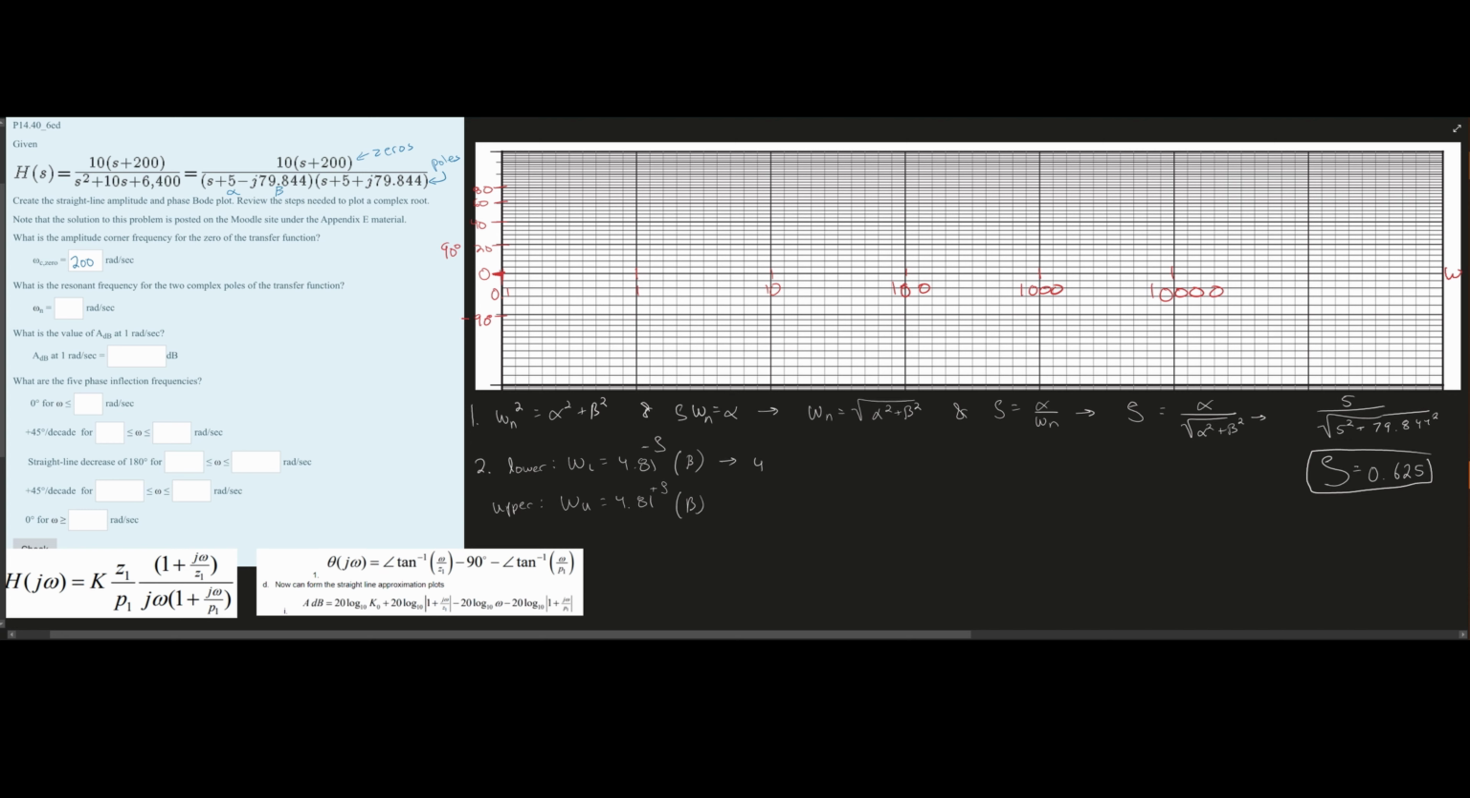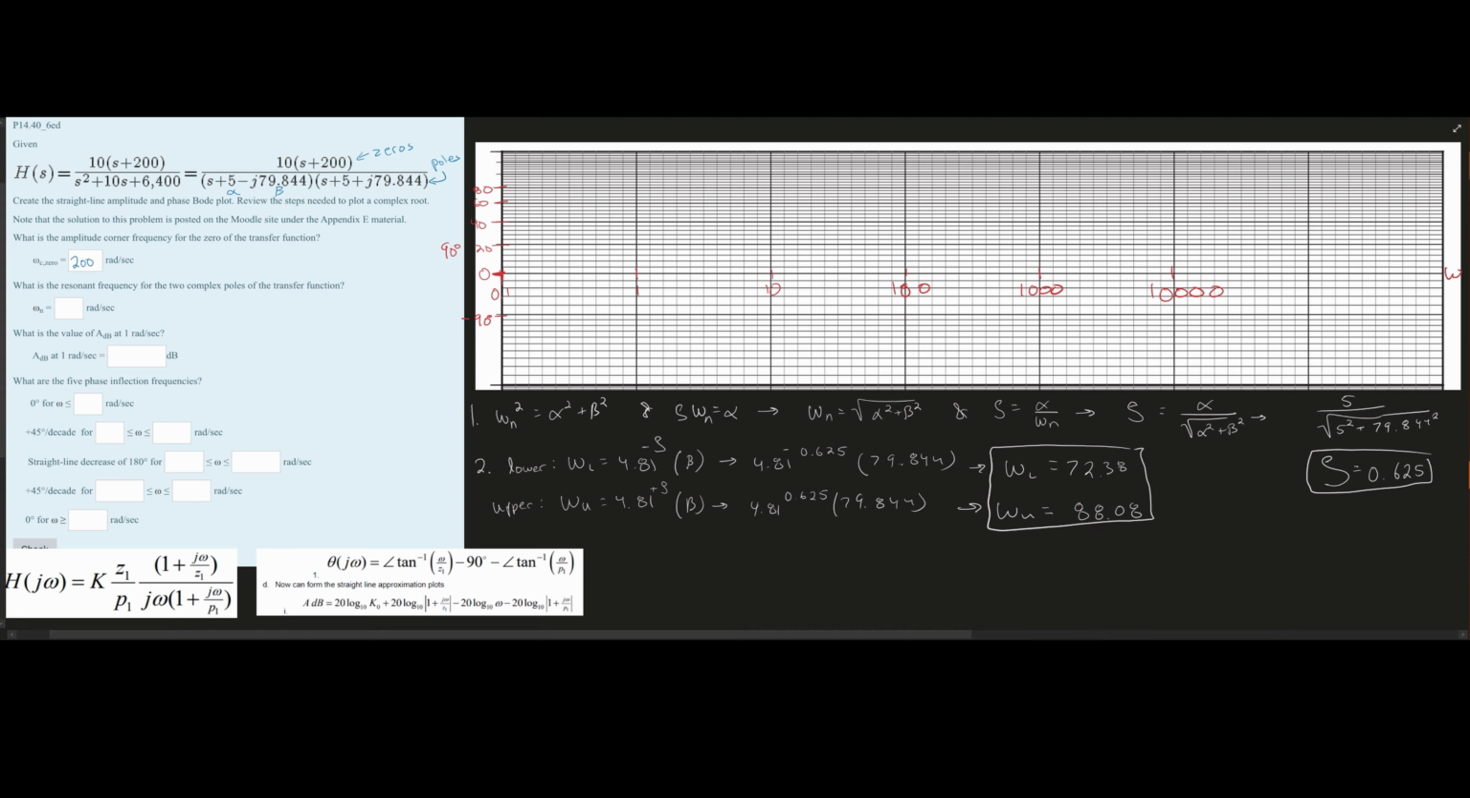Now we can plug in our values, so we're going to have 4.81, we're going to have a negative 0.625, and then the same thing here, we have 4.81, and then we have a positive 0.625, and these are both being multiplied by the beta, 79.844, and 79.844. And so we can plug these both into the calculator, and then we're going to get that our omega L is equal to 72.38, and then our omega upper is equal to 88.08. And so these are our values here.